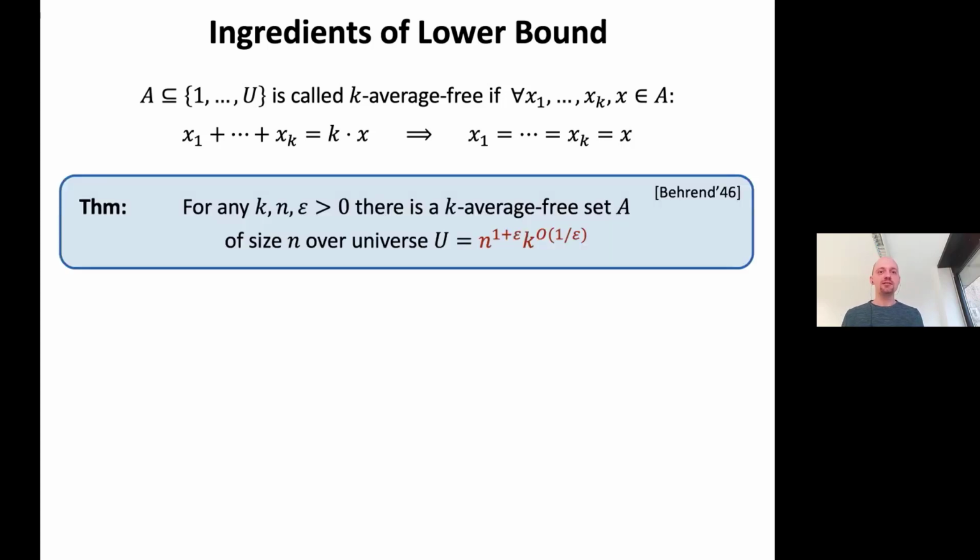And a very classic construction in additive combinatorics from 75 years ago shows that there are very large average free sets, or there are average free sets over a very small universe. Namely, universe size is just n to the 1 plus epsilon, where n is the size of A.